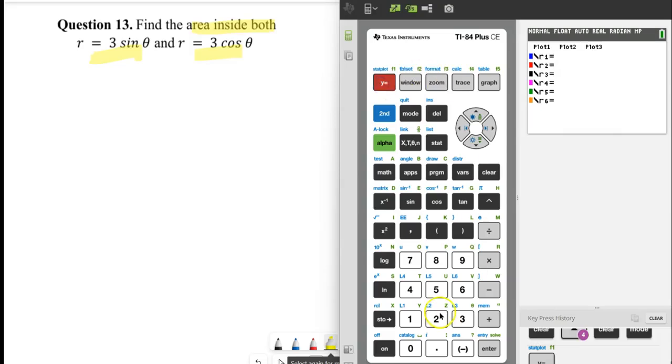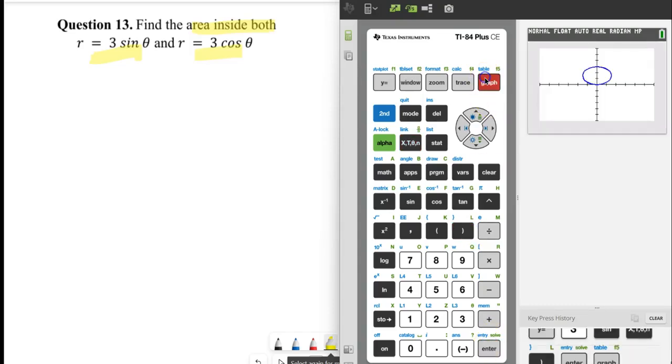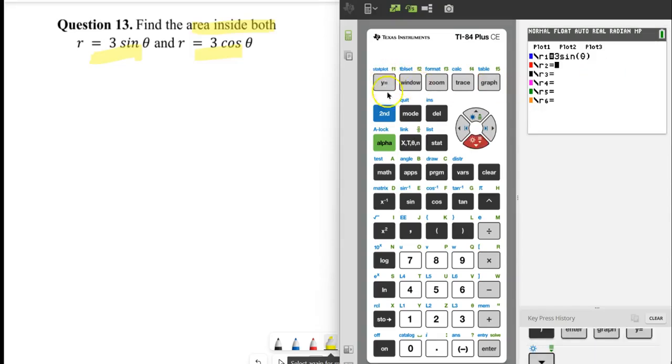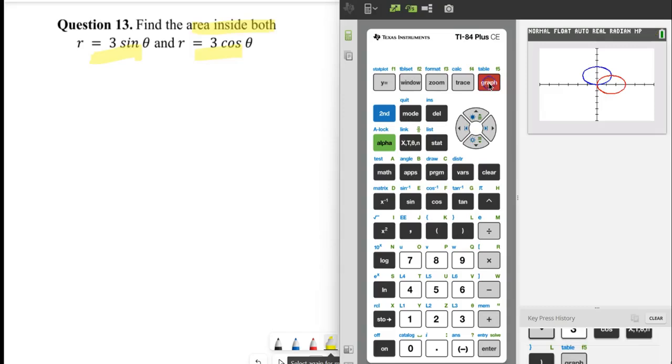So let's write our first curve. R is equal to 3 sine theta. That is my first curve. Let's look at that. It's a circle with center on the y-axis at 3/2. Let's put the second one. That is 3 cosine theta. That should also be a circle, but that's a red circle with your center on the x-axis.